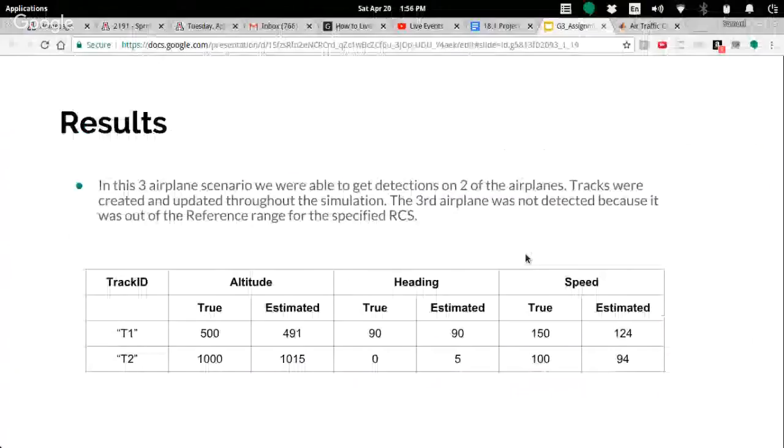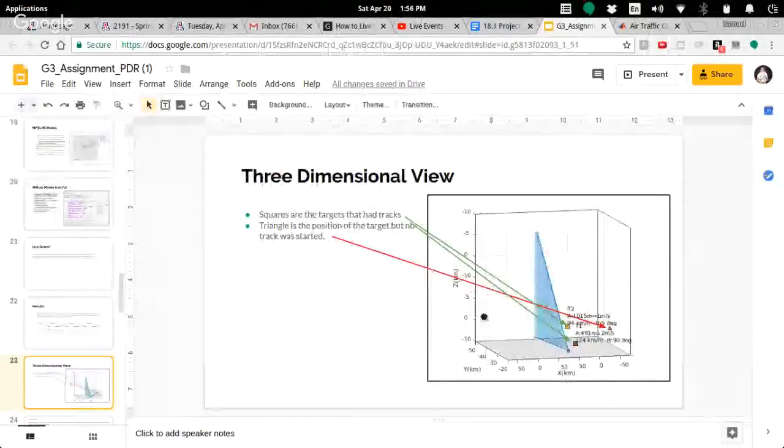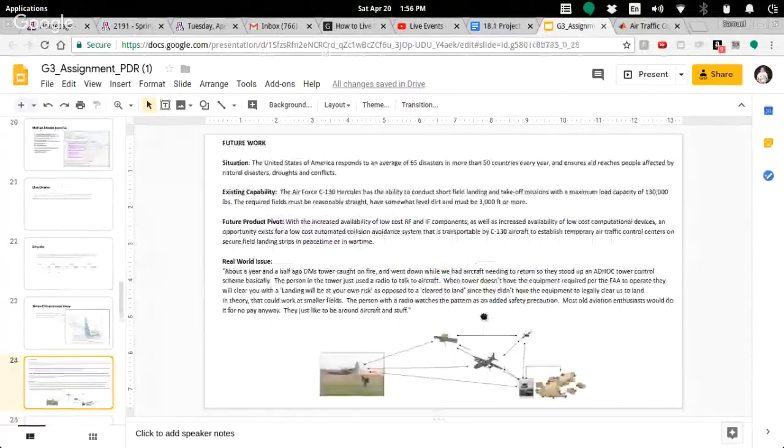So yeah, that's my portion of the slide. This was the 3-dimensional view that I just showed you guys, and I think Jeff will finish it up for you guys.